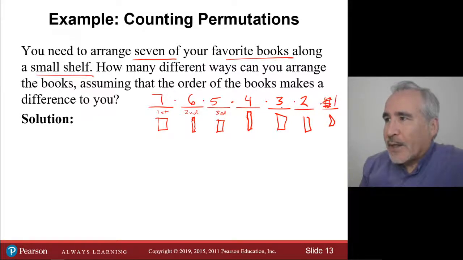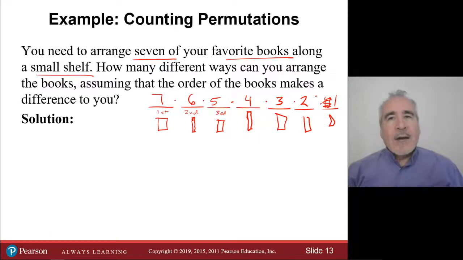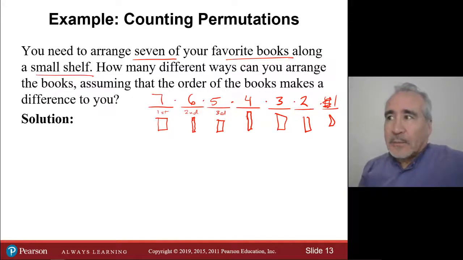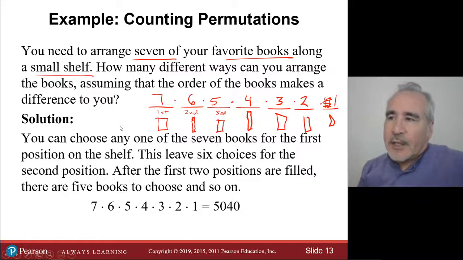It's 1. Okay, so 7 times 6 times 5 times 4 times 3 times 2 times 1 will give me the number of different arrangements I could have done. Because I could have chosen this book at the front. I could have put it in the middle. So all the different ways I have of organizing, just take 7 times 6 times 5 times 4 times 3 times 2 times 1. It's a big number, I know, so we're going to let them do it.